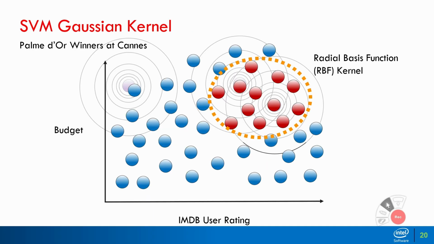We can also create new features using the radial basis function, also known as RBF. This is called the RBF kernel. You can check the original Intel content for more information about the RBF kernel.